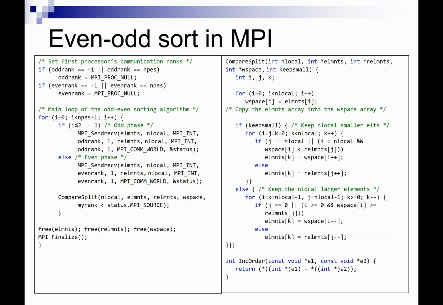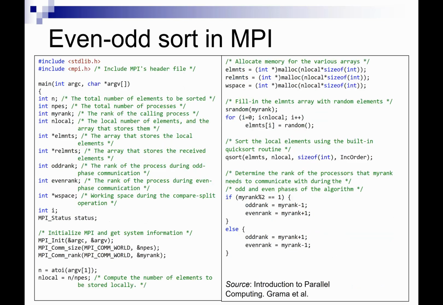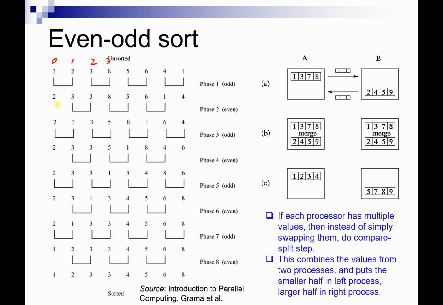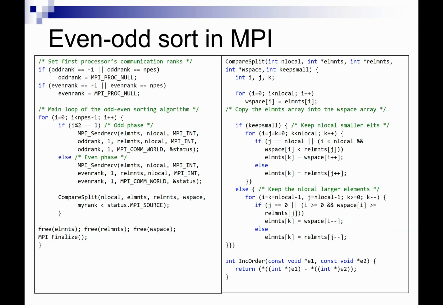And this is to take care of communication between the first and the final processes. So for example, the first process over here, if you're in the even phase, you don't actually communicate with anyone. So it's just a corner case that we need to take care of.